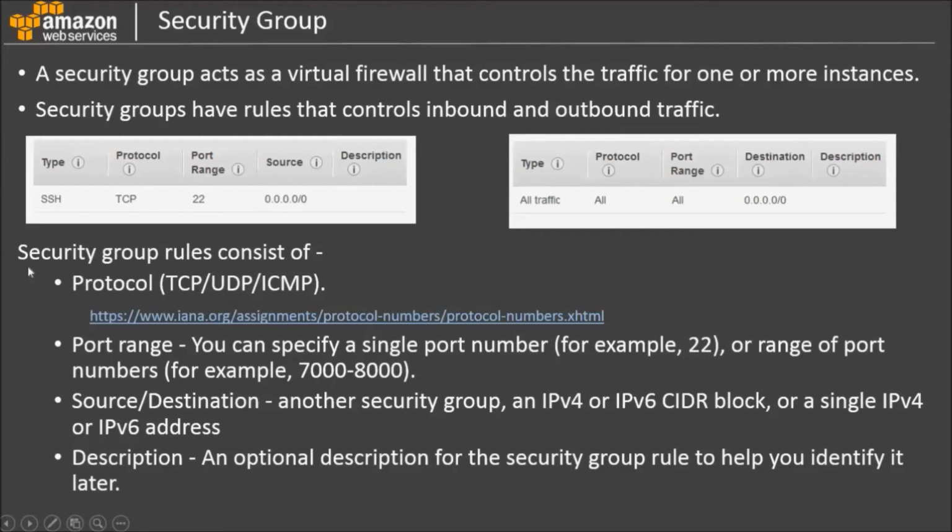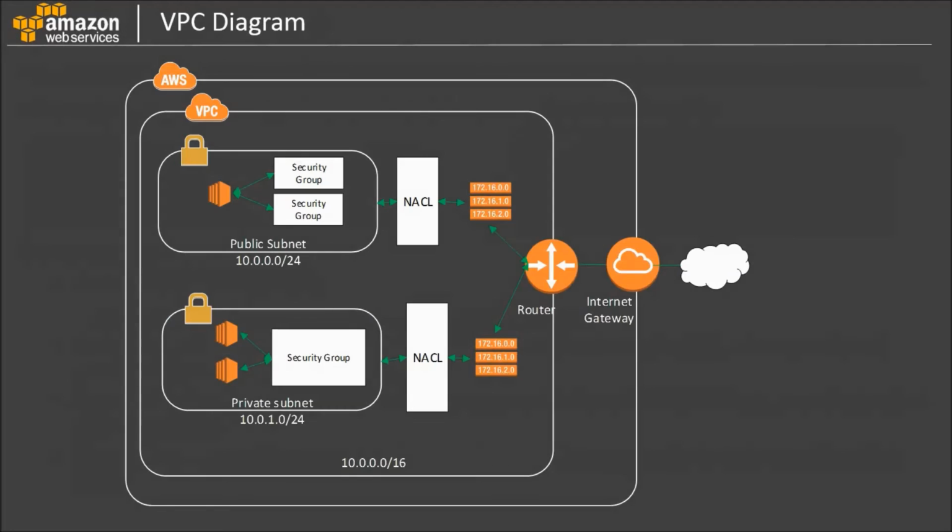Security group can also have a description, which is optional, and you can have up to 255 characters. Descriptions help you identify a particular rule later on. Okay, so we just looked into security groups. Next we are going to look into network access control lists.